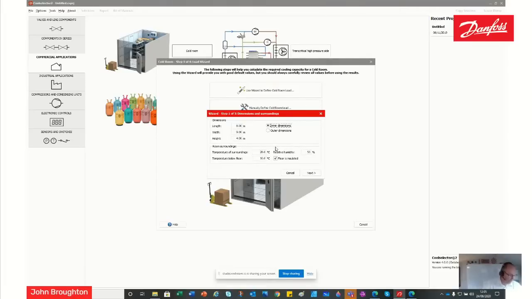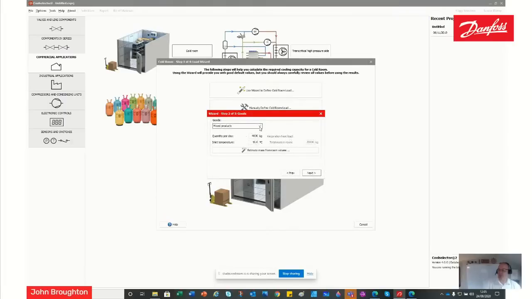Now, temperature of the surrounding air, he says ambient 38. I don't know what the humidity is, but let's make it a little bit interesting. Let's say we've got a humidity of 70%. Temperature below the floor, let's take it as 16 degrees. And if we're going down to minus 25, then we'll have an insulated floor. So we click next.